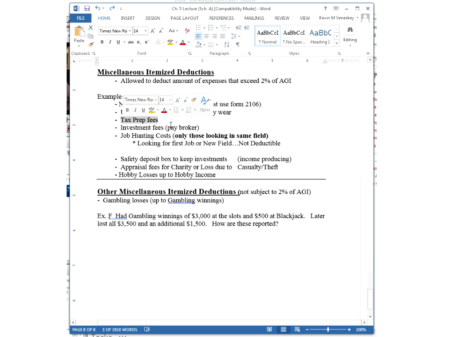For whatever reason, tax prep fees are on here. I think that's kind of an odd one to have all by itself. Job hunting costs, safe deposit box fees, hobby losses. Mainly what they mean by losses, maybe I should reword that, is hobby expenses up to your hobby income. As we'll talk about in the second half of the semester, between a job and a hobby, you can't take any deductions on hobbies. You can only take them as a miscellaneous itemized deduction, and all of your expenses have to be over 2% before you can take even the first dollar.